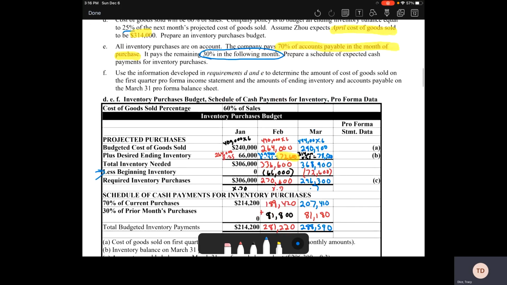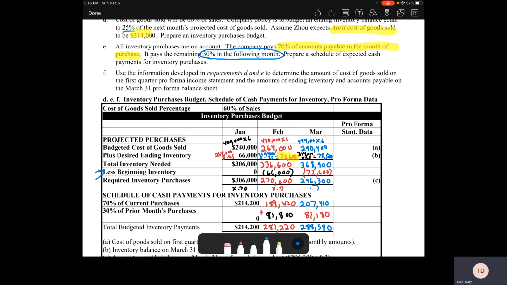So now looking at part F, it says use the information developed in D and E to determine the cost of goods sold on the first quarter pro forma income statement and the amounts of ending inventory and accounts payable on March 31st pro forma balance sheet.